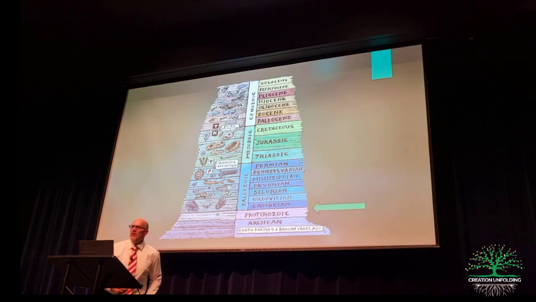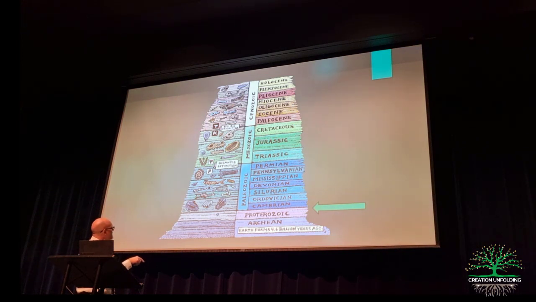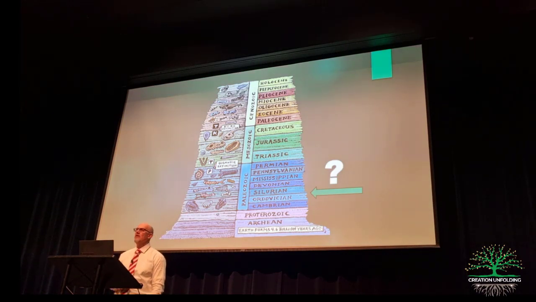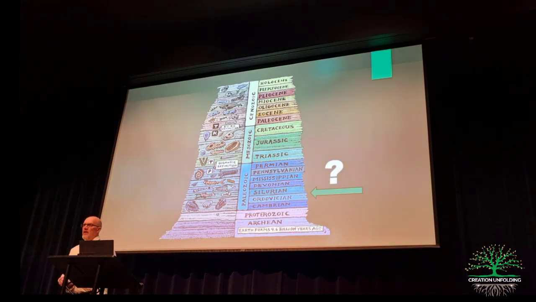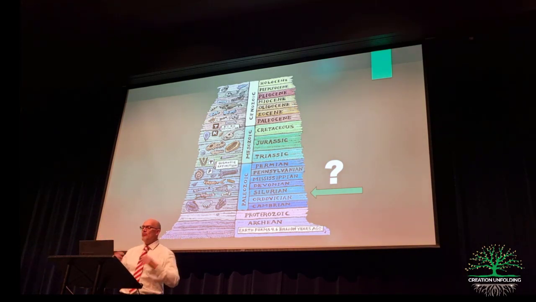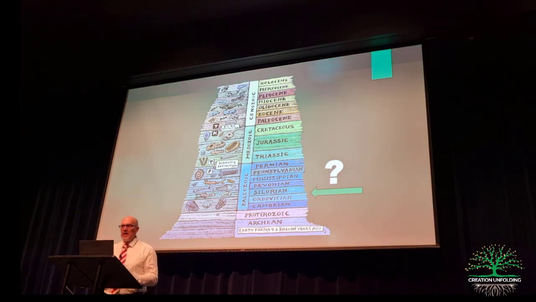Okay, so what's the solution? Well, right now, the pre-flood/flood boundary is right here, Proterozoic to Cambrian, something like that. I propose we move the boundary higher. Now, I'm calling this a post-Ordovician boundary, and I say that because I don't really know where that boundary will be. And that's because no one's done any work on it.